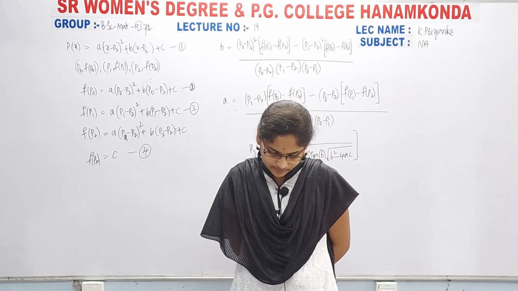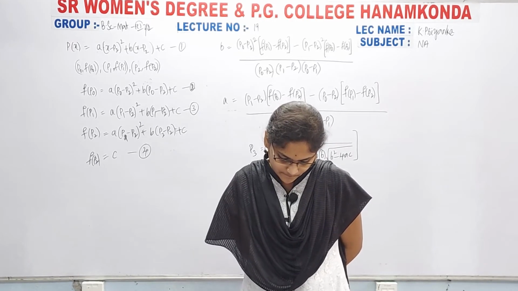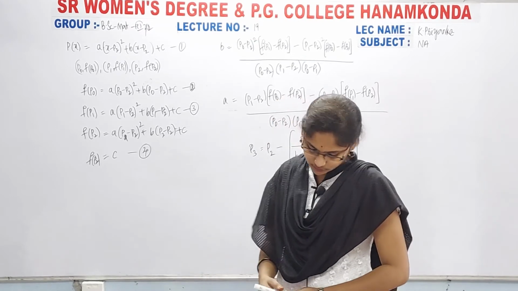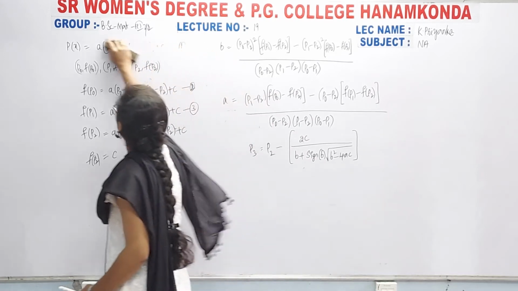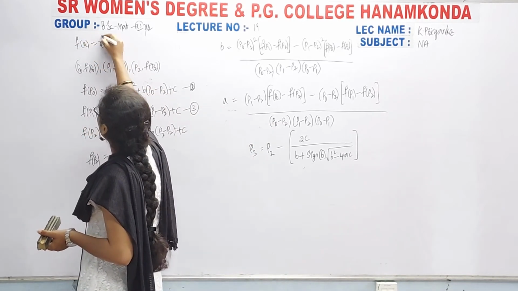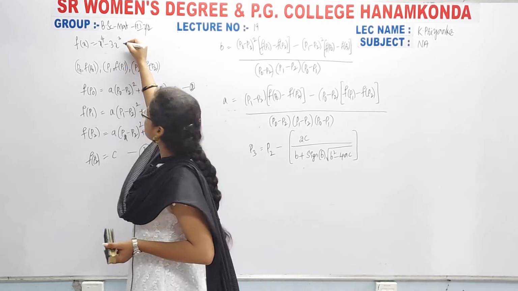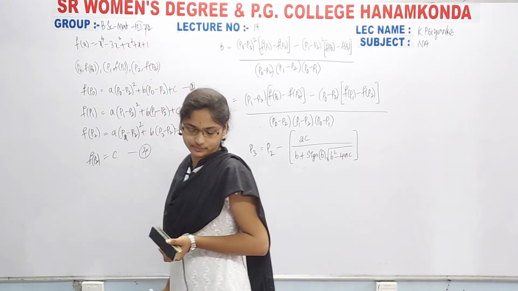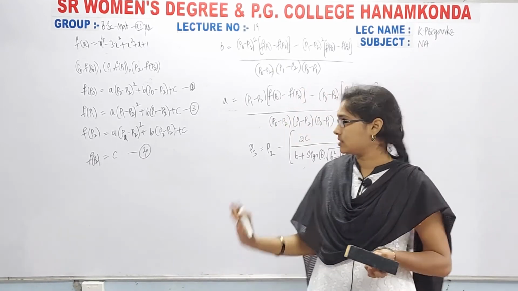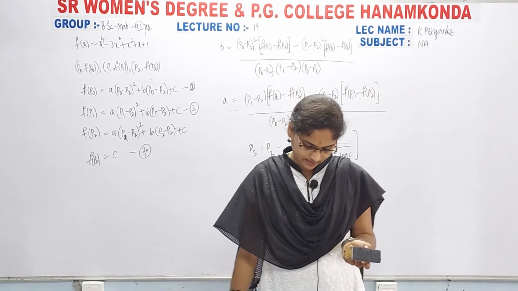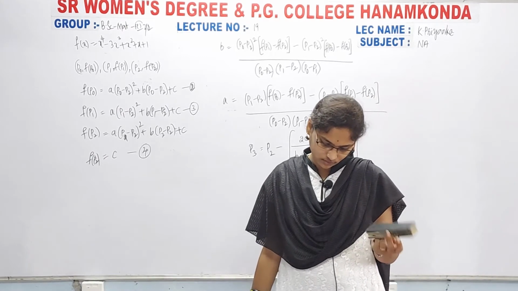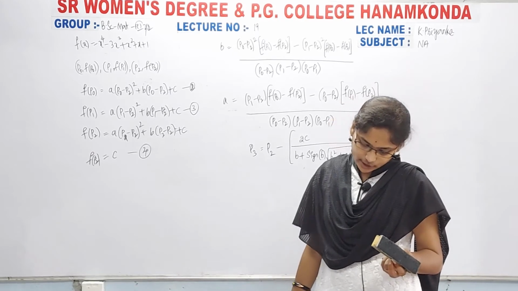Okay, so now write down one problem. The polynomial f of x is equal to x power 4 minus 3x cube plus x square plus x plus 1, solved by Muller's method. So here they didn't mention any interval.